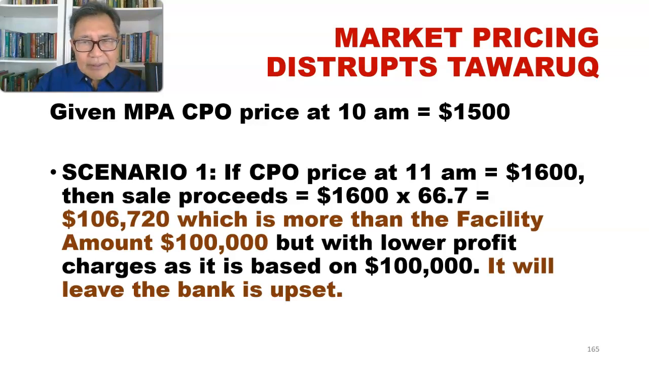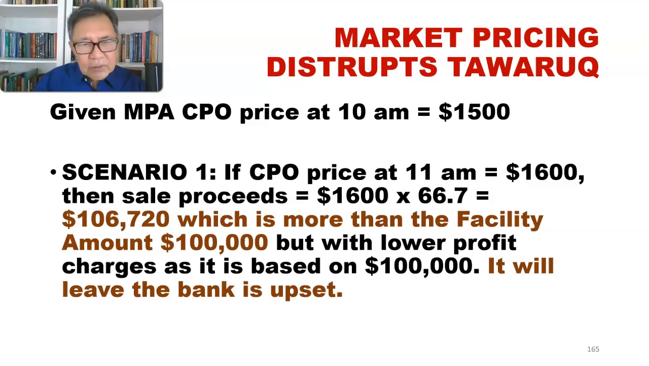So let us see what will happen to the Tawaruq if we actually use the market pricing. And we know that in the MPA, the CPO price at 10 AM was quoted at $1,500. But now we are looking at the MSA, because the MSA is the contract that will evidence the sale of the CPO to vendor 2 for cash proceeds.